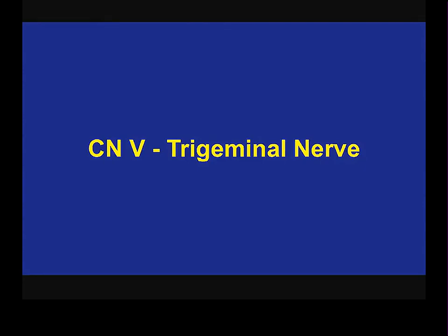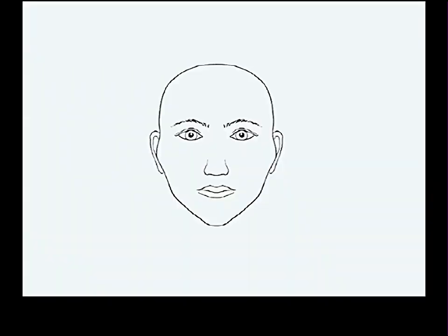The fifth of the cranial nerves, trigeminal: motor, somatic motor, and sensory. Let us first take a look at its sensory distribution. This is obviously a schematic drawing of a person's face.